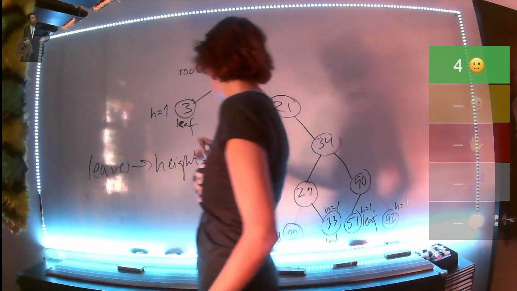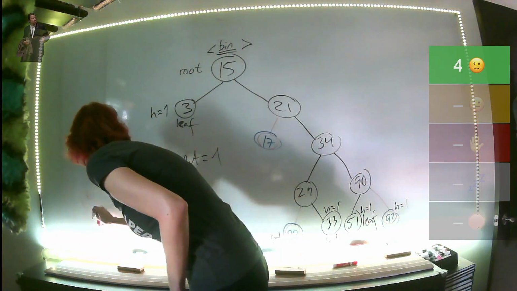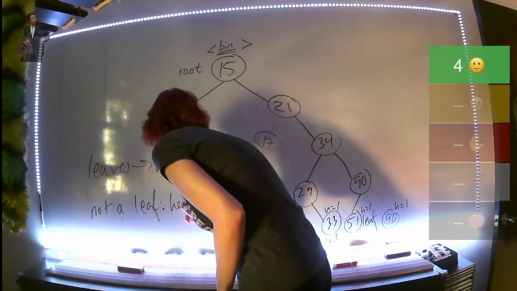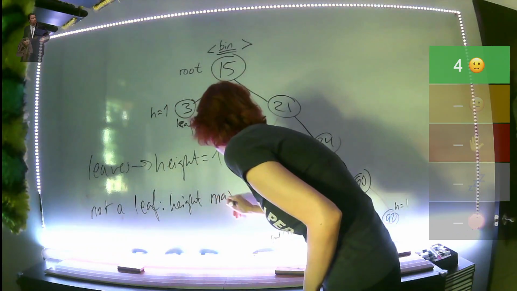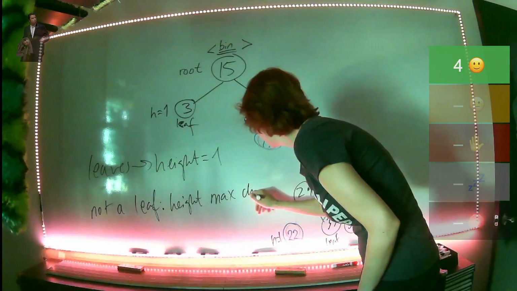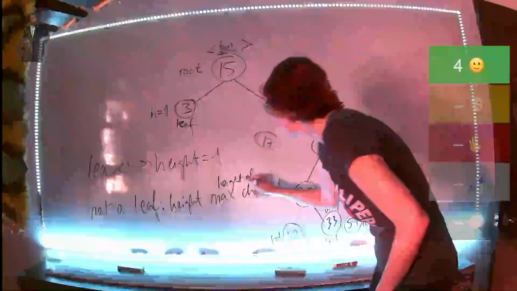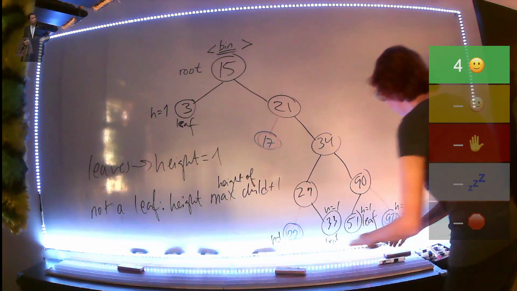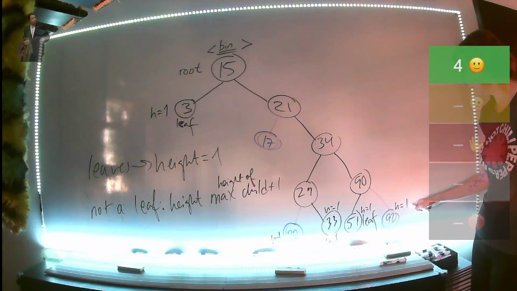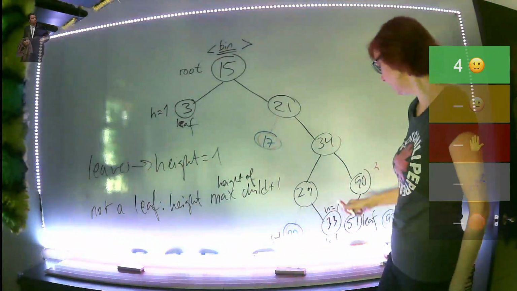For anyone who's not a leaf, height is going to be the maximum over its children's heights plus 1. Max child plus 1. Height of max child plus 1 to be more precise. So this guy has 2 children. Their heights are 1 and 1. Maximum from 1 and 1 is 1. 1 plus 1 is 2. Here I have 1 and 1. The larger is 1. 1 plus 1 is 2.